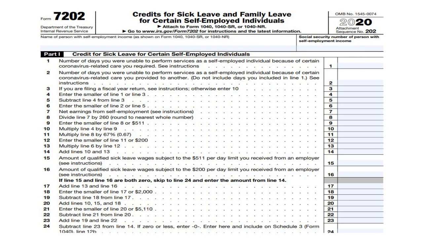So for 2020, as you can see on the screen here, you have a part one. Part one actually relates to a credit for sick leave for certain self-employed individuals. So the form itself is pretty straightforward. From line 1 all the way to line 24, you just follow the instructions here. Like from line 1, the number of days you are unable to perform services as a self-employed individual during COVID, okay? And you just follow the math all the way to the bottom.